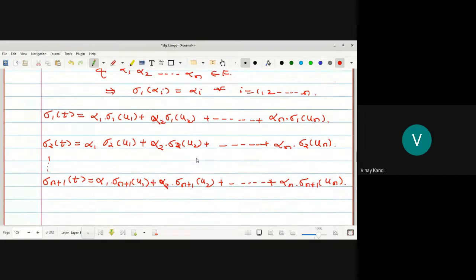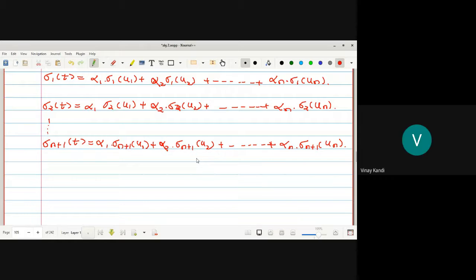Now multiply both sides of these equations by a1, a2 up to a(n+1) respectively.